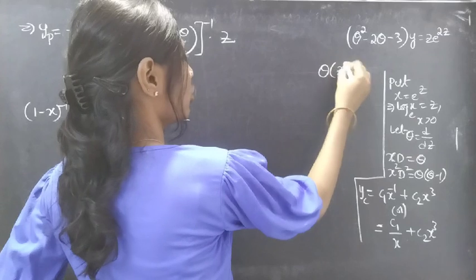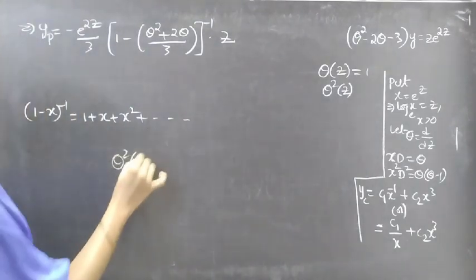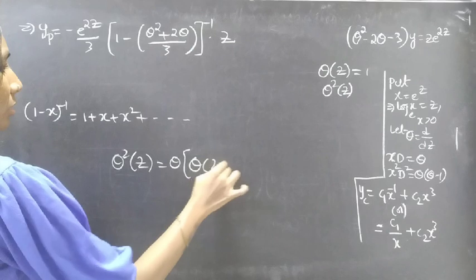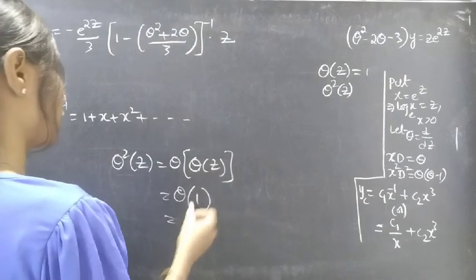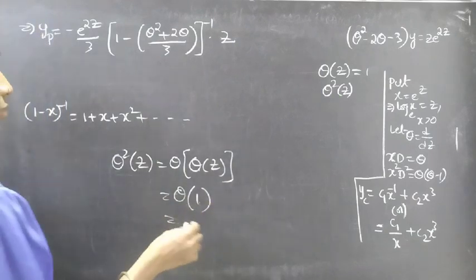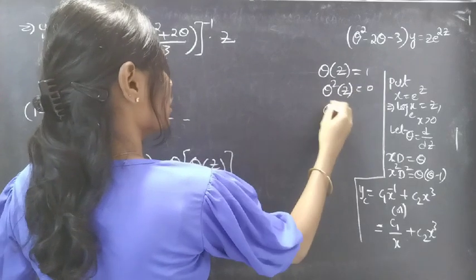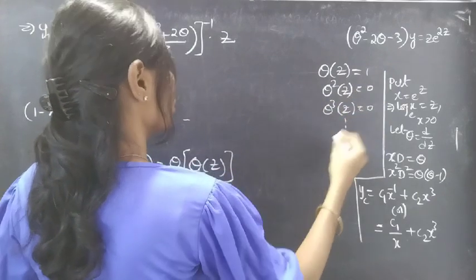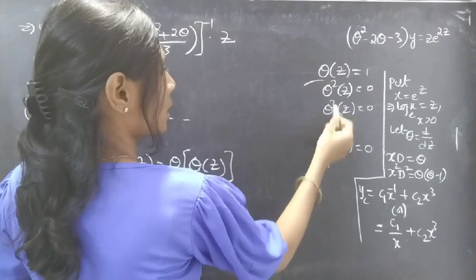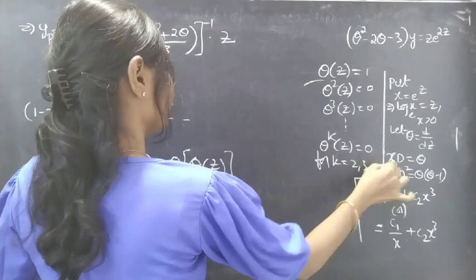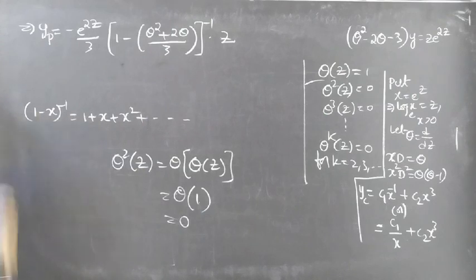Theta of z: the derivative of z with respect to z is 1. Theta square of z, let's find theta square of z. Theta square of z can be written as theta of theta of z, which is theta of 1, because theta of z with respect to z is 1. Again, the derivative of a constant with respect to z is 0, right? Likewise, theta cube of z is 0 and so on. In general, theta power k of z is 0 for k equals 2, 3 and so on, right? Now keeping this in mind, we'll expand this using the binomial series expansion formula.